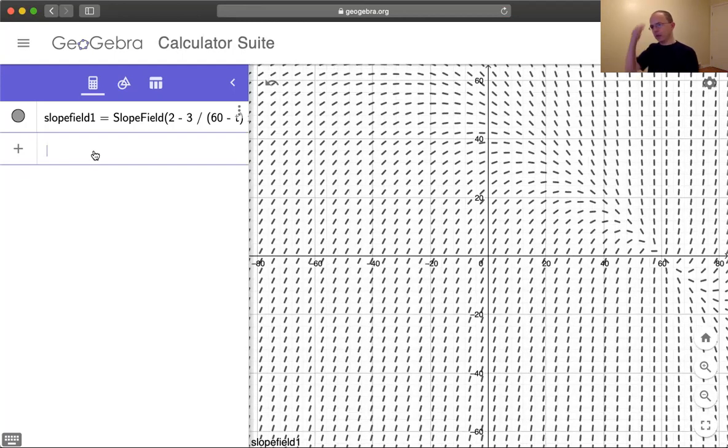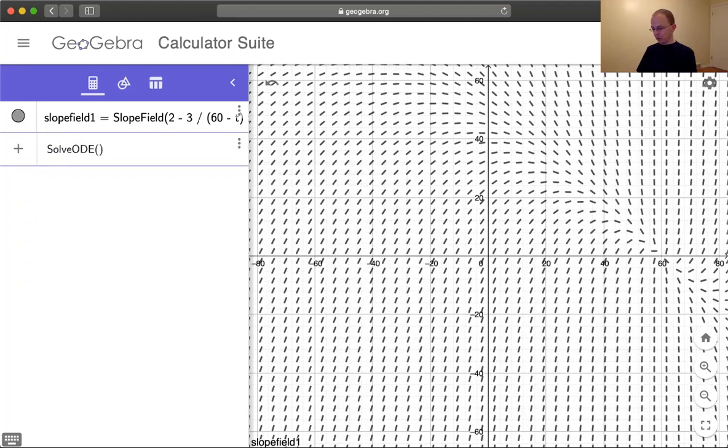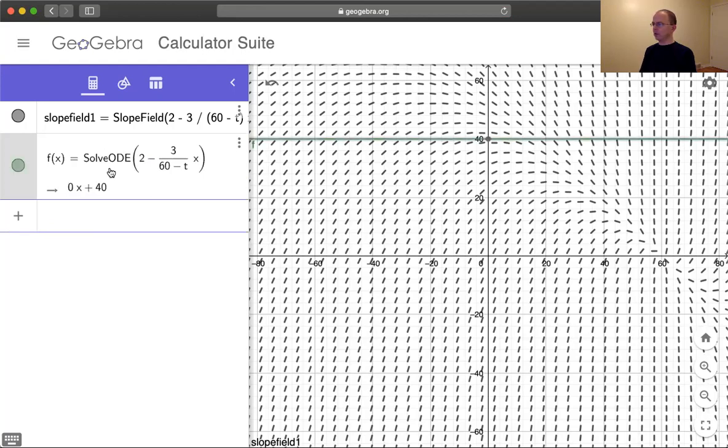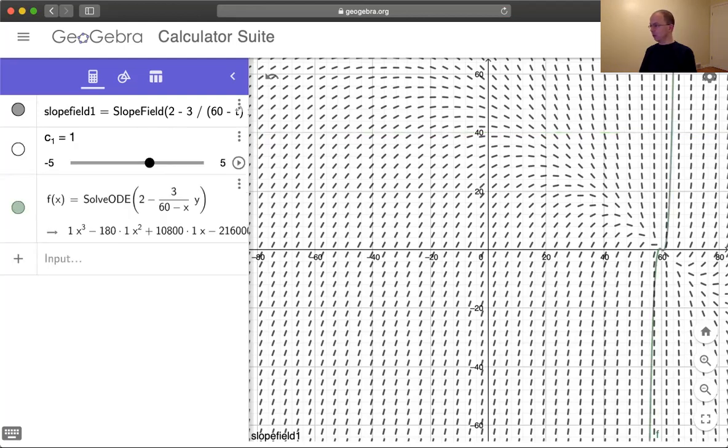Perfect. Okay, so let's solve our ODE. It's 2 minus 3 divided by 60 minus t, and then times x. So let's see if it can give us a general solution. Doesn't look right. Let's change this. So maybe now we actually have to change it, x and y. Okay, no, that's matching the slope field. So I think we're probably okay.